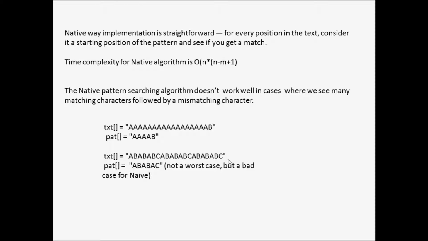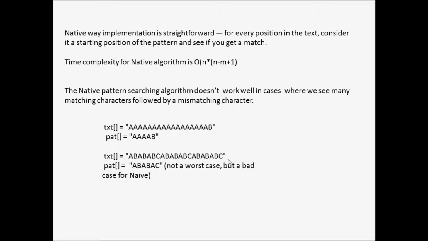The naive implementation is straightforward: for every position in the text, consider it as the starting position of the pattern and see if you get a match. So the time complexity of the naive algorithm is O(n * (n - m + 1)). The naive pattern searching algorithm doesn't work well in cases where we see many matching characters followed by a mismatching character.